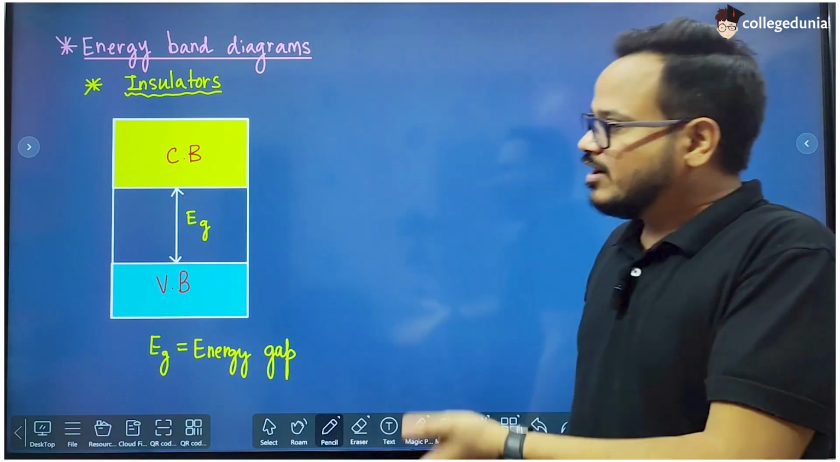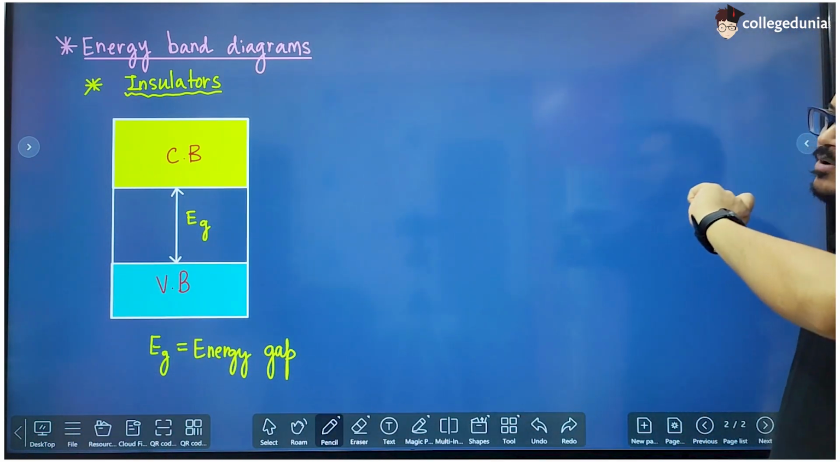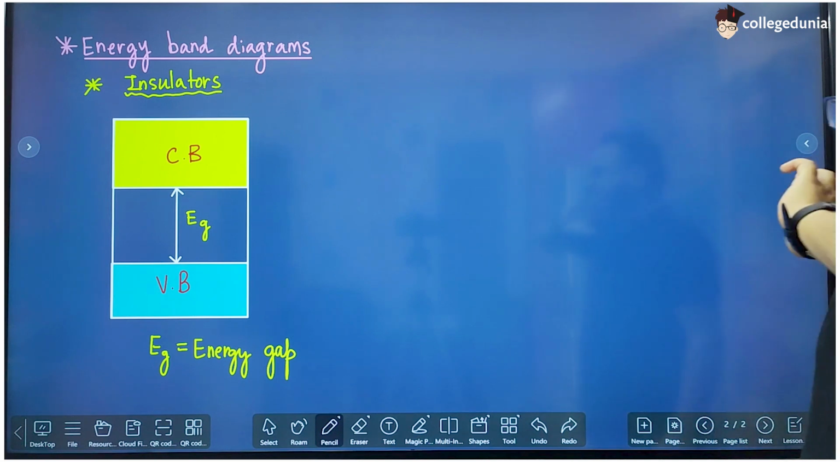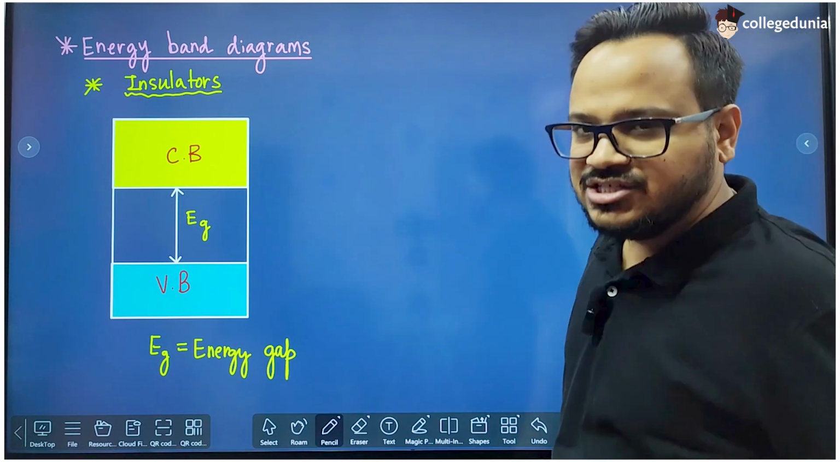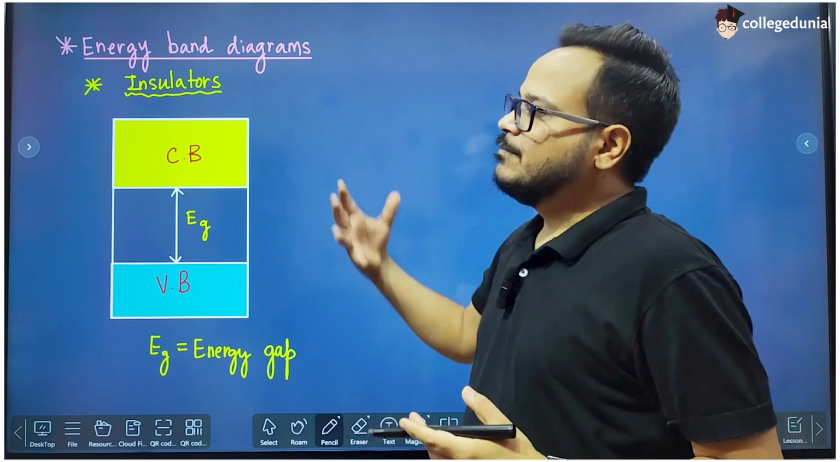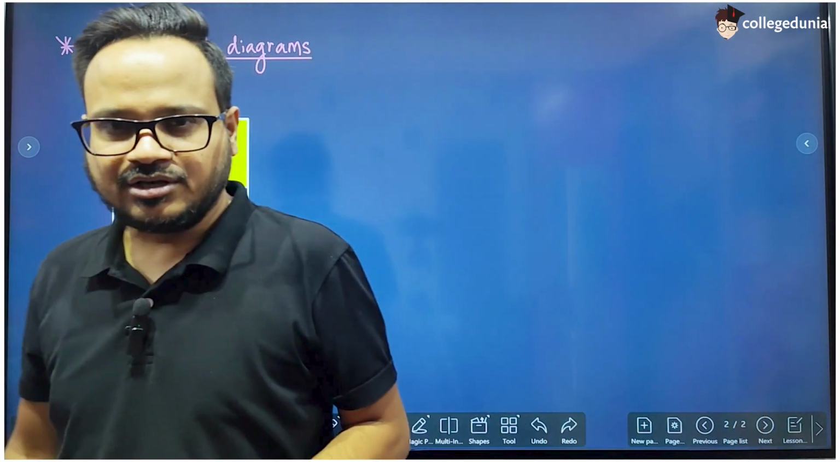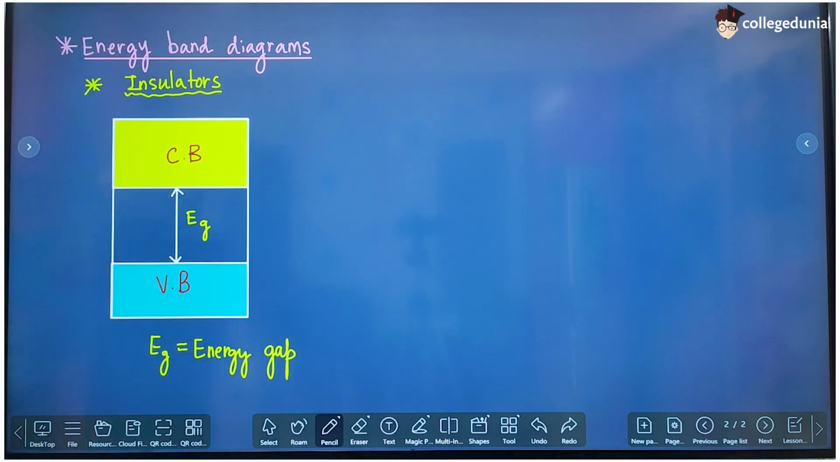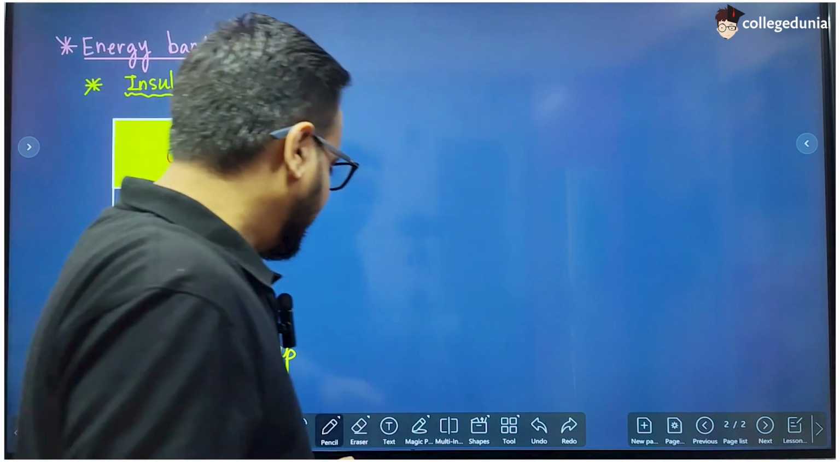So before overcoming this energy gap, the shape, the material, the properties of the insulator change. So practically we do not use them to conduct electricity. It is not impossible, but practically it is not possible, right?